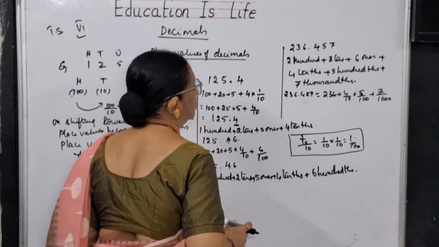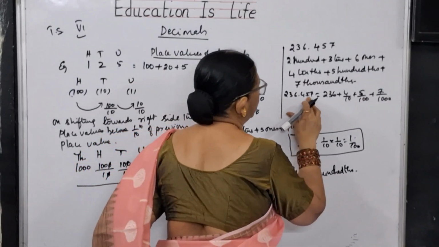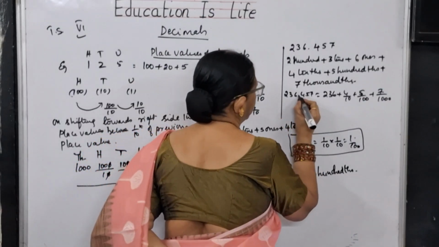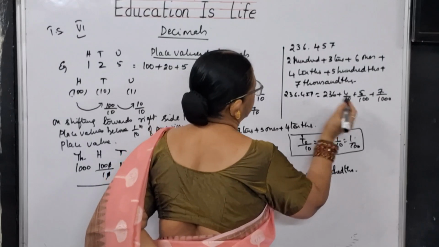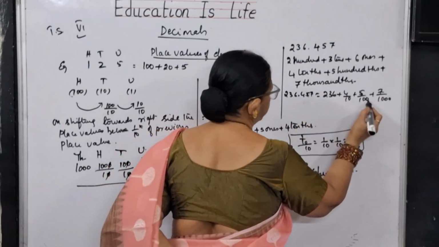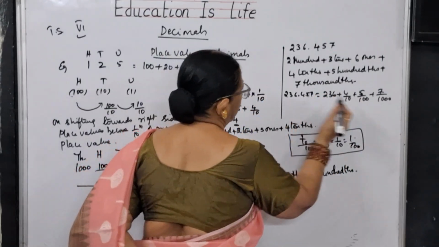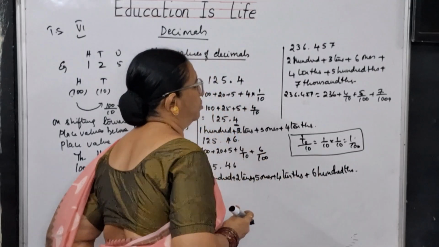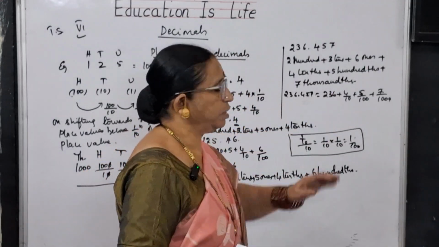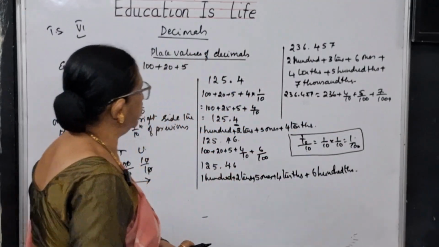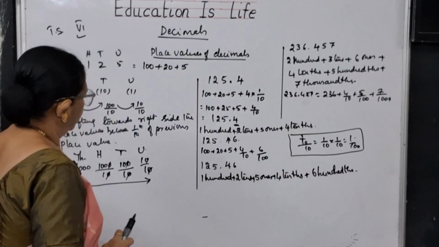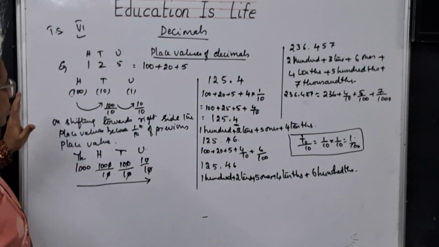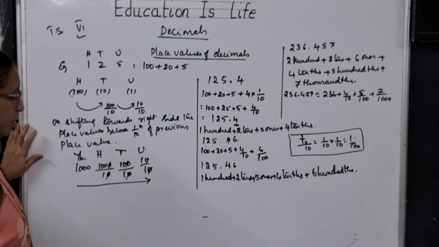So the easiest clue or easiest way you have to see is, after the decimal, 1 digit means 1 zero, 2 digits means 2 zeros, the third digit means 3 zeros. Remember it like that, so that writing the expansion of the numbers will be very easy. This is about the place values of the decimals, children.